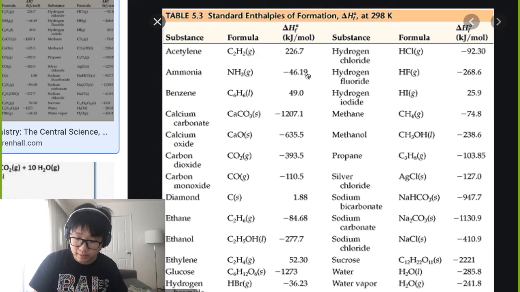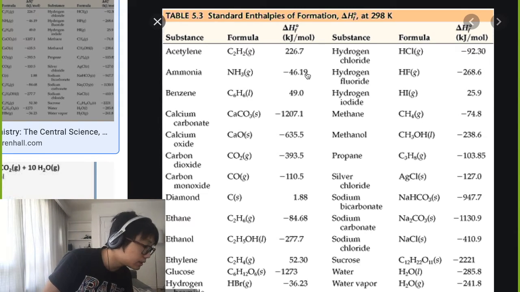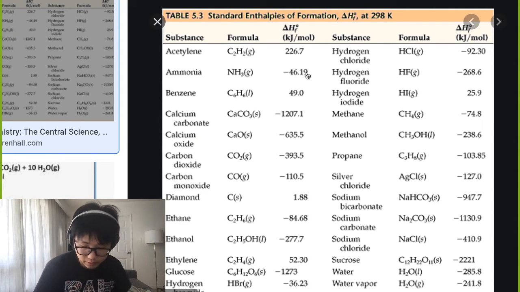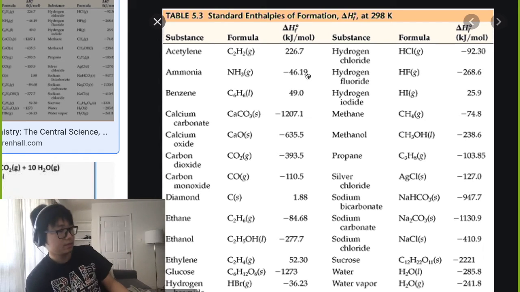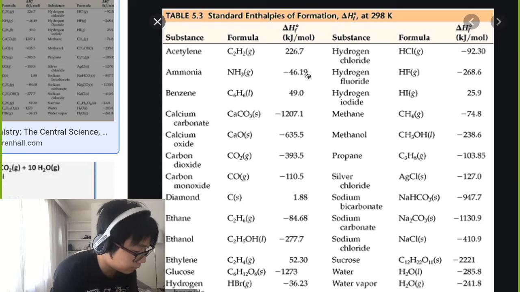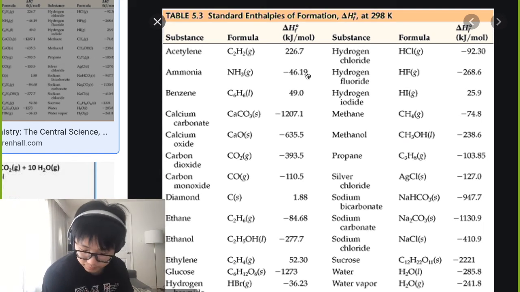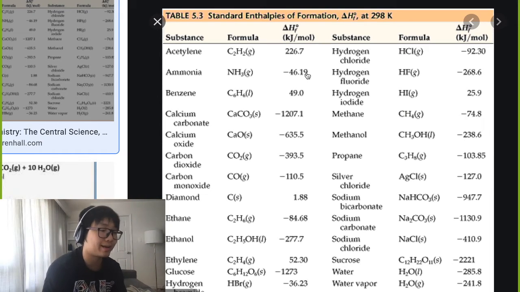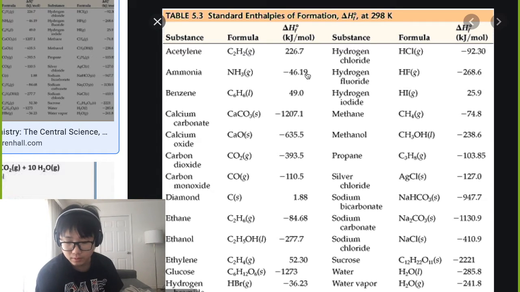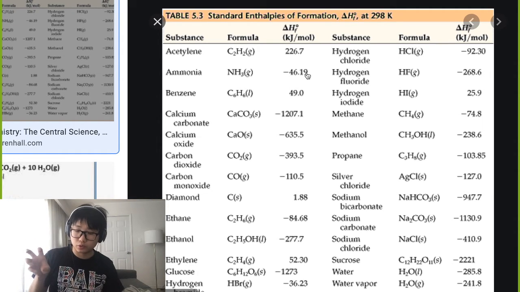So it doesn't always release. For example, if we look at acetylene, it is not in our textbook, so let's pick something else. Calcium carbonate. Sorry, that's another negative. I'm looking for a positive value. Benzene. Okay, benzene. To actually put that together, it requires 49 kilojoules of energy because it absorbs. You can see it's positive. It's an endothermic reaction when we put together the C6H6.